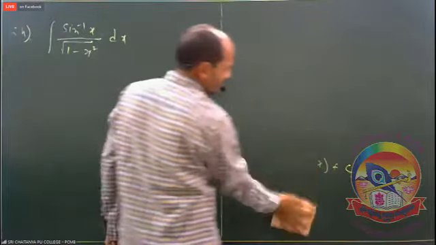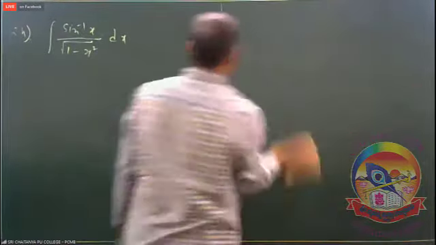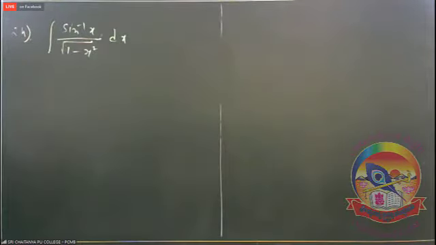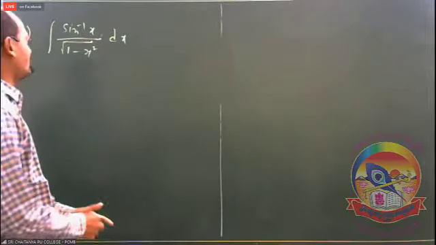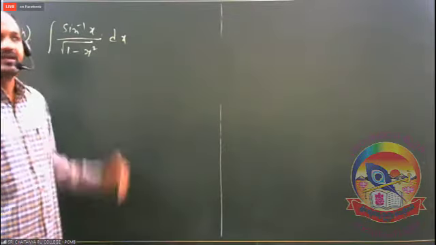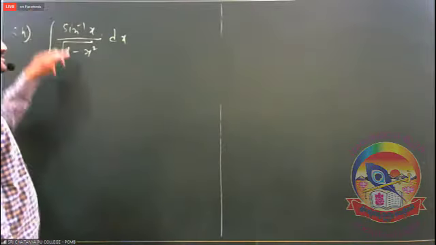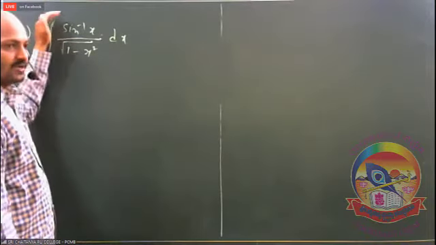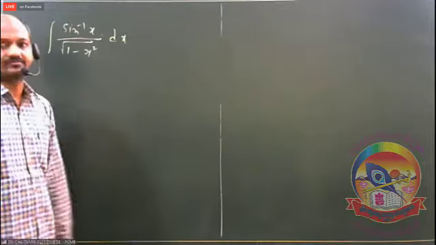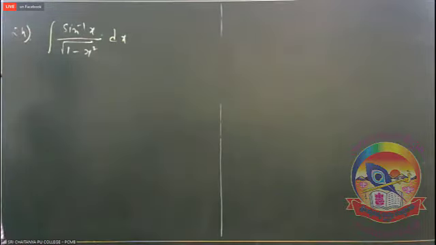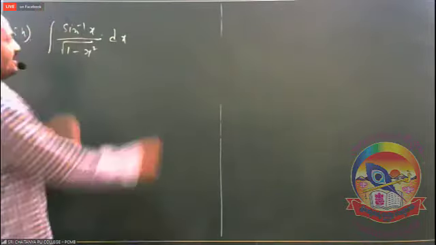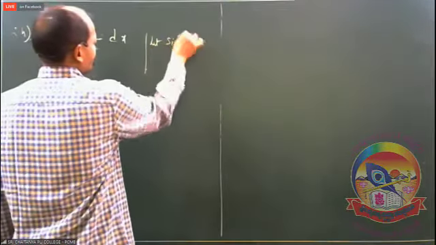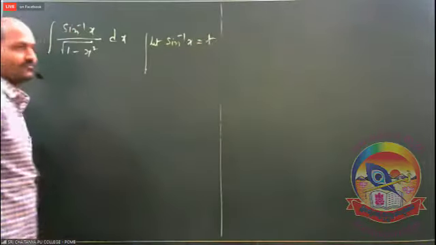Here which term should we consider as t? In case of a denominator, we consider it as t. But the derivative of root of 1 minus x square is not sin inverse. The derivative of sin inverse of x is 1 by root of 1 minus x square. So the numerator we have to consider as t. Here the denominator, don't consider it equal to t. So here the numerator: let sin inverse of x is equal to t.